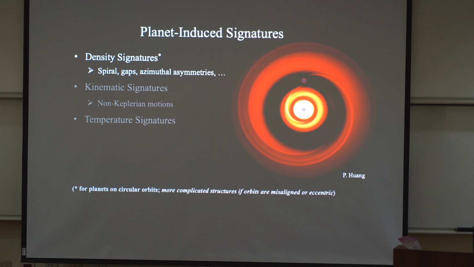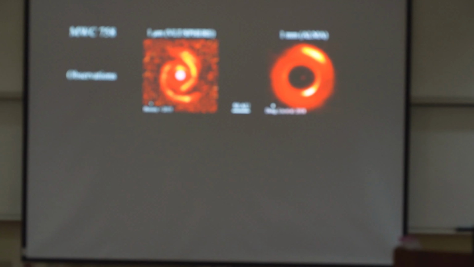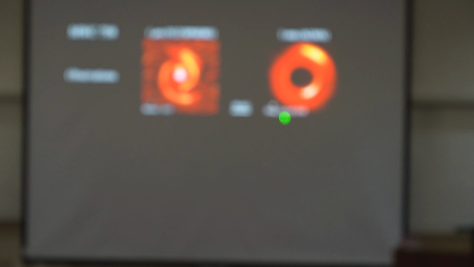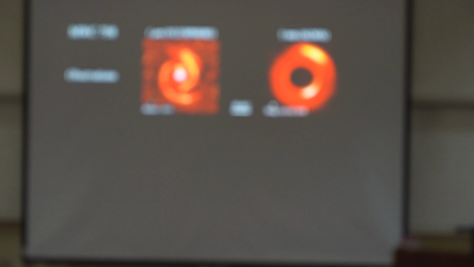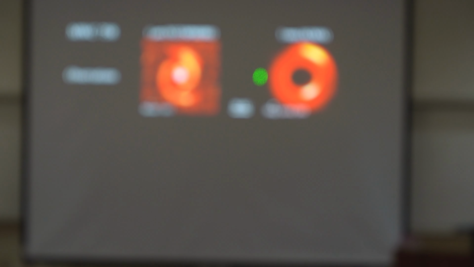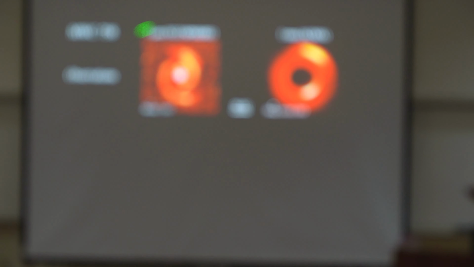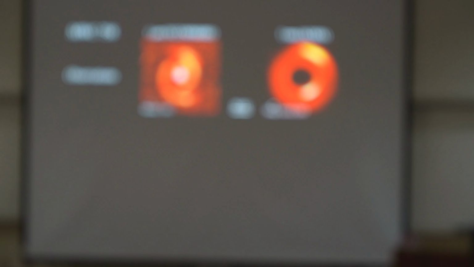So first, density signatures. Here you're looking at 2 images of the same disk, MWC758, on the same scale. This is 50 AU in both images, but at 2 different wavelengths. This one is a near-infrared, so 1 micron scattered light image, and this one is the ALMA image at a wavelength 1,000 times longer. So in this image, we see a pair of grand design arms at a few tens of AU in a near symmetric configuration.